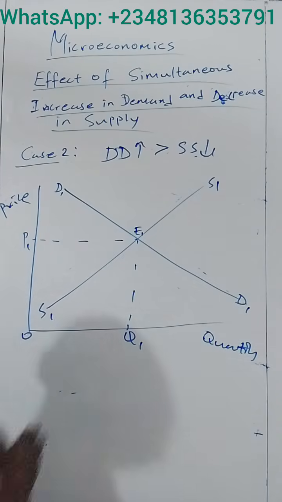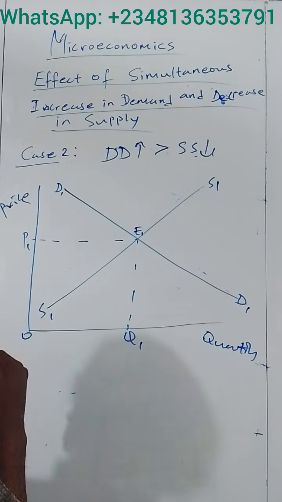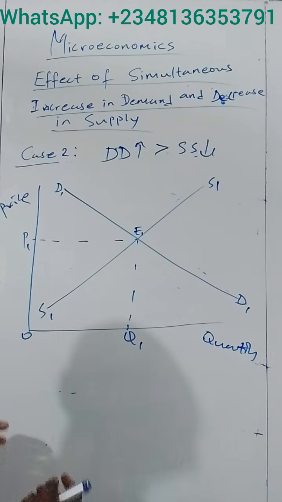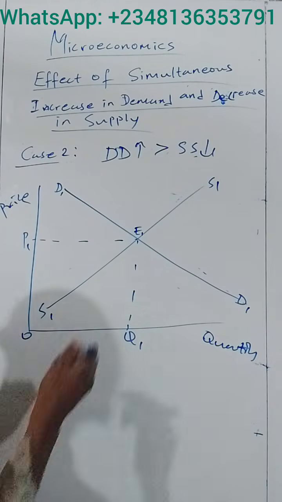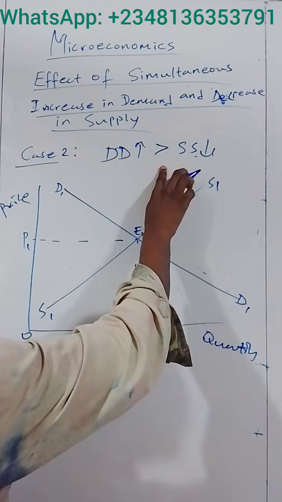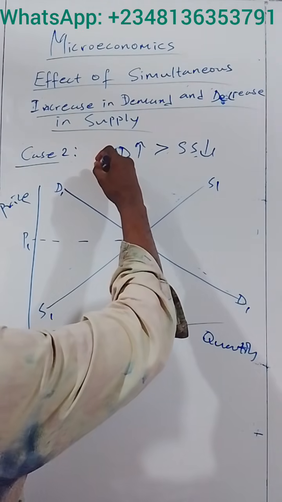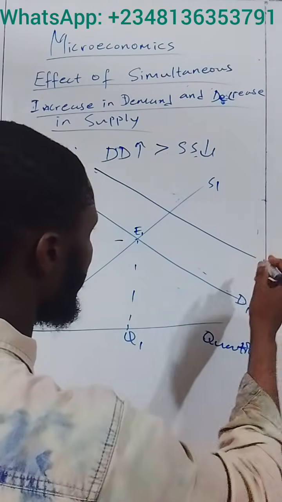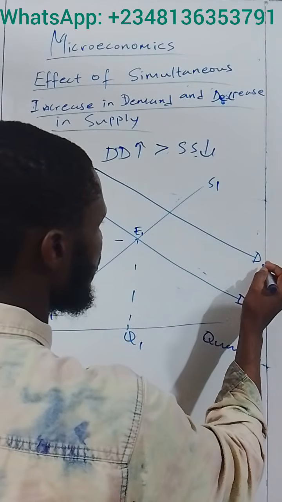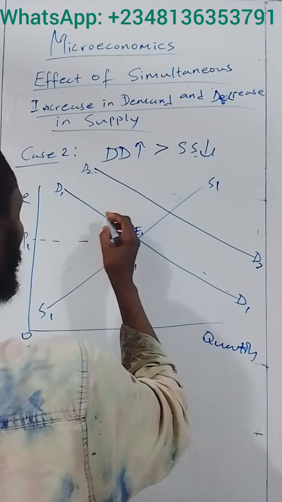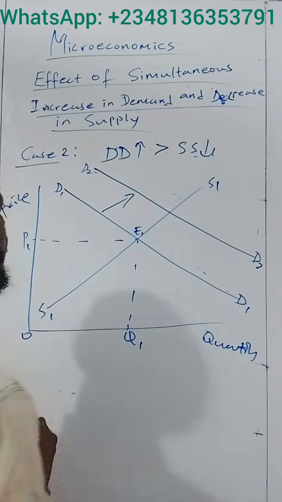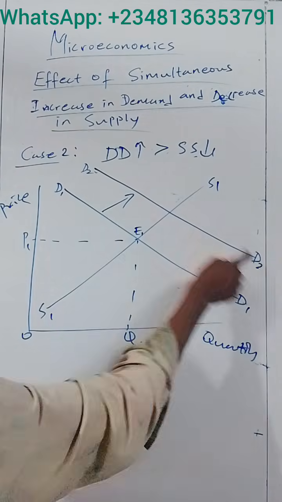Now, let's assume there is an increase in demand. That is, the demand curve shifts to the right in a greater proportion. So let's say the new demand curve is now around here. So we have D2. You can see the demand curve has shifted from D1 to D2.